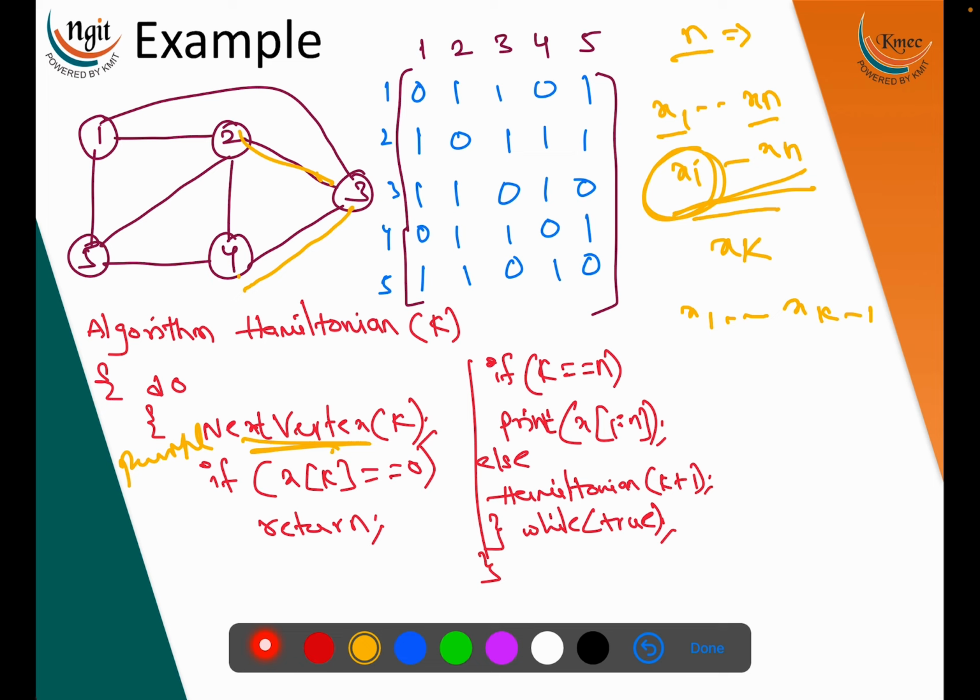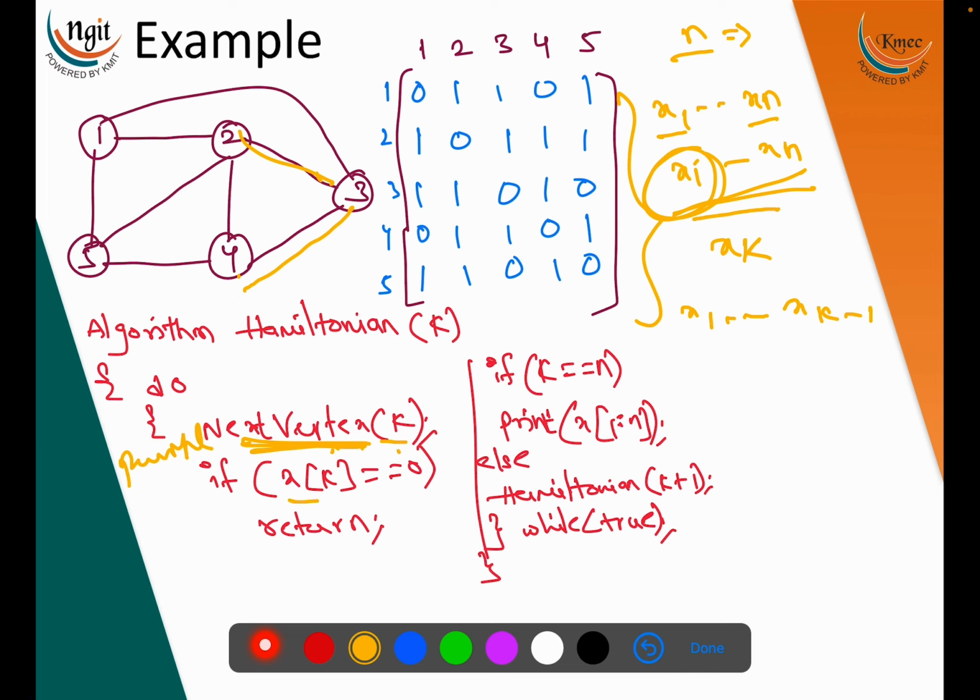This algorithm uses the recursive function of backtracking to find all the Hamiltonian cycles of a graph. The graph is stored as an adjacency matrix G[1..n, 1..n]. All cycles begin at node 1. So we will take the next vertex function to generate the values for x of k. Now, what is this next value? It assigns a legal next value to x of k.